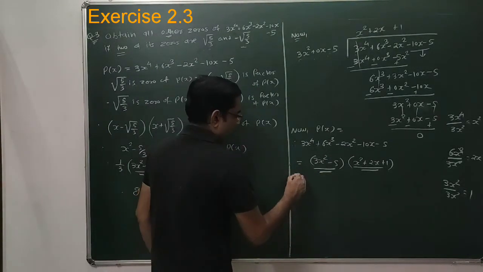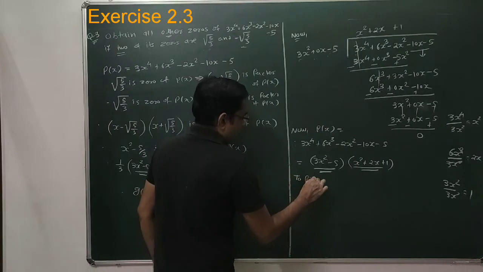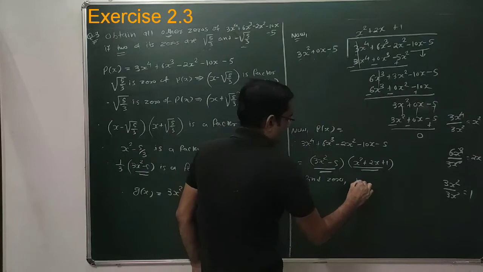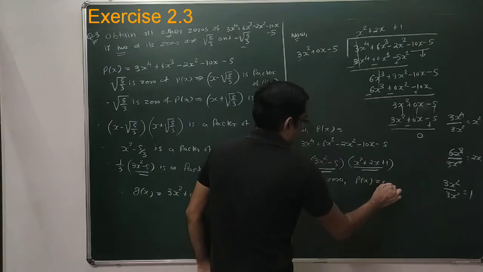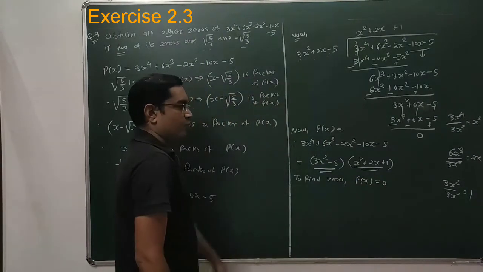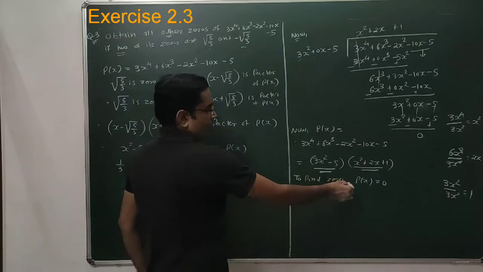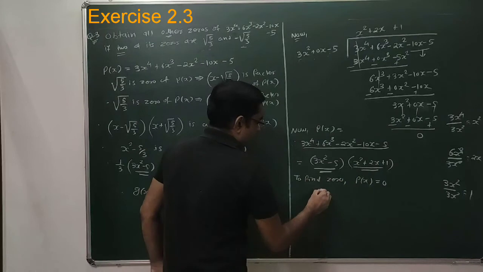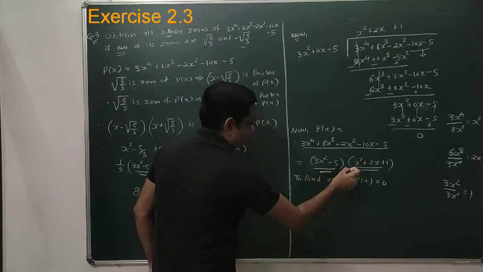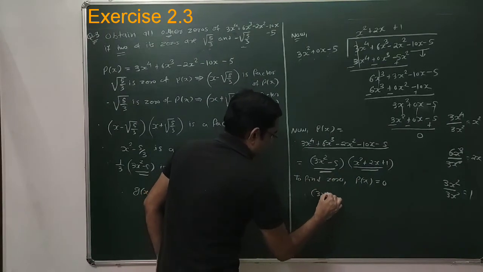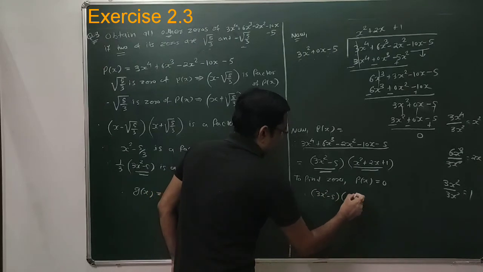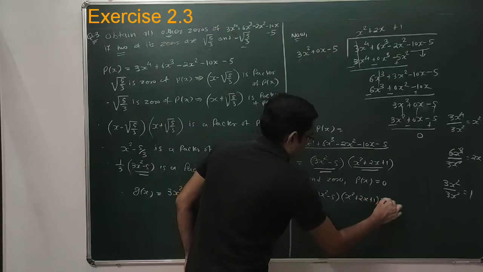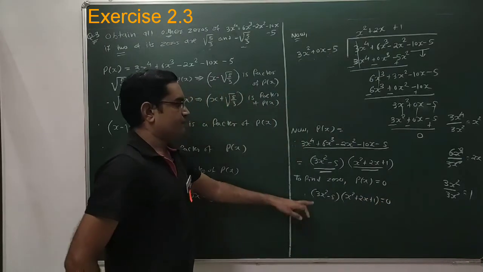So to find the zeros, what we are doing is comparing p of x equal to 0. Whenever we have to find the zeros, take that polynomial value equal to 0. So p of x equals the entire polynomial, and that is equal to these two factors. So now we can write these two factors equal to 0: 3x square minus 5 into x square plus 2x plus 1 equal to 0.